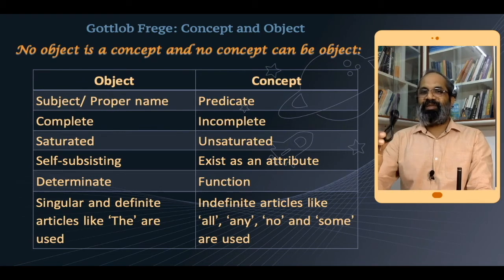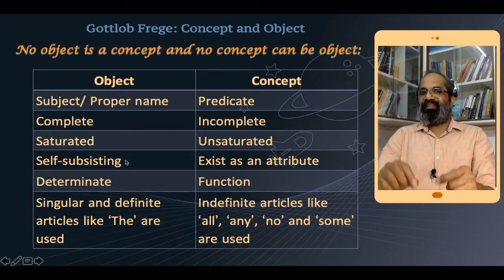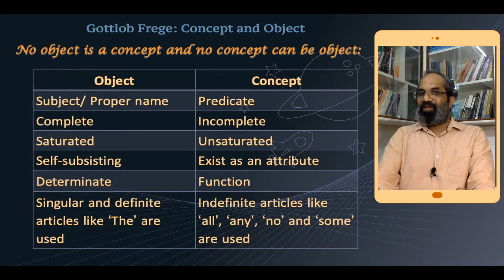I can say that the cable is black. Not only that the pen is black, the cable is black and the board is black and anything. So it becomes incomplete. Other terms for completeness and incompleteness are saturated and unsaturated. Objects are saturated. Saturated means nothing more can be added because it's complete. And concepts are unsaturated. It can accommodate any number of objects as its function. Another feature of the object is that it is self-subsisting. It doesn't require anything else to exist. But an attribute always exists as an attribute of something. This you might have studied in Indian philosophy.